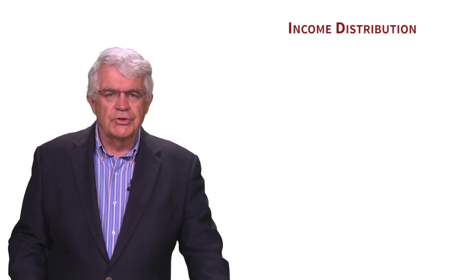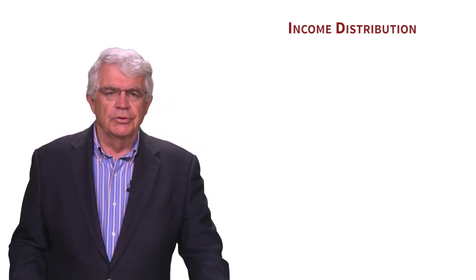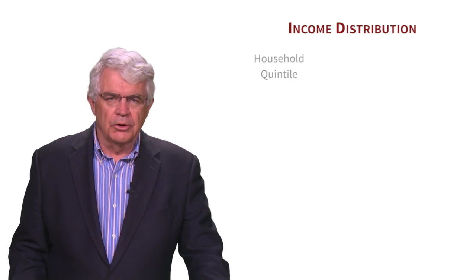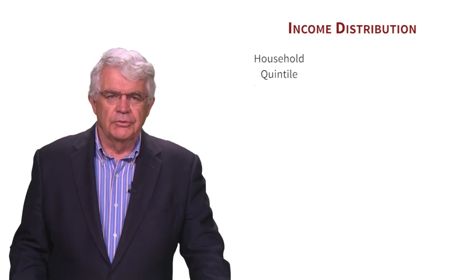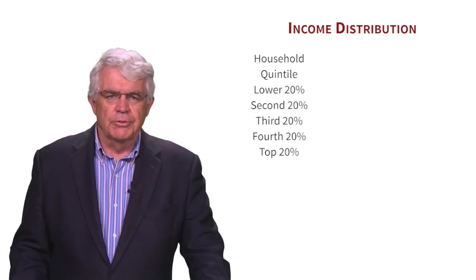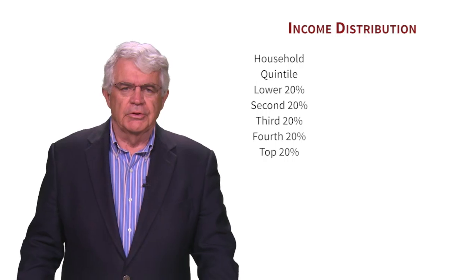In this lesson, we're going to consider some of the basic facts about income distribution, focusing mainly on the United States, and show you some good ways to describe how the income distribution changes over time. By income distribution, we mean the percent of income that's earned by different quintiles in the economy. A quintile is defined as those in the different sections of the income distribution: lower 20%, the second 20%, up to the top 20%.